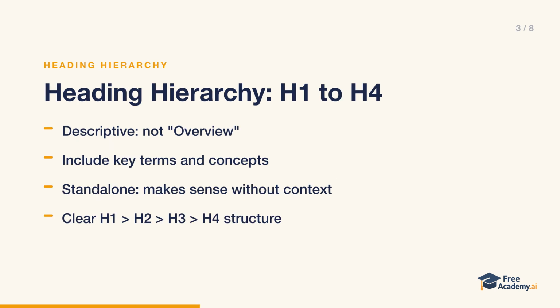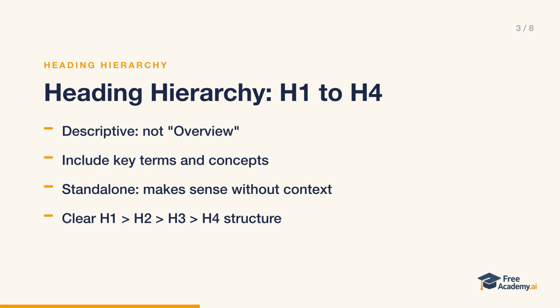Headings create the information architecture that AI uses to navigate your content. Use a proper hierarchy: H1 for the main topic, H2s for major sections, H3s for subsections, and H4s for fine details. Beyond the hierarchy itself, there are 3 best practices for GEO.